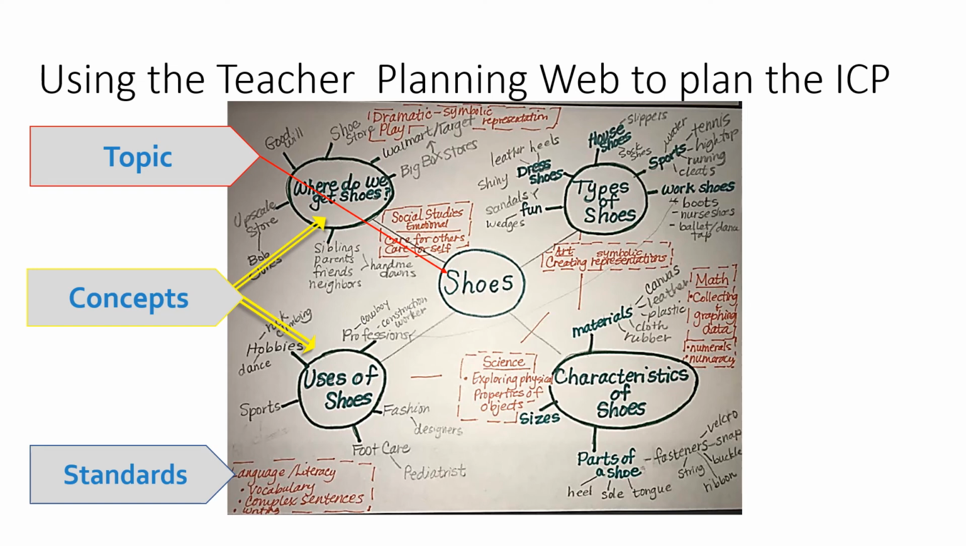Let's just take a look at characteristics of shoes. You can see how there's sizes, which is a characteristic of shoes, there's materials, and then there's parts of a shoe. Those are three distinct characteristics of shoes. From there, I can operationalize that further. There's different fasteners, there's different parts. For the materials, I can list those out. So that's what you do as you're brainstorming.